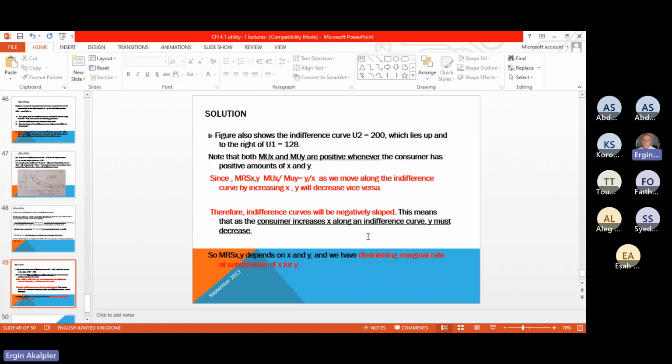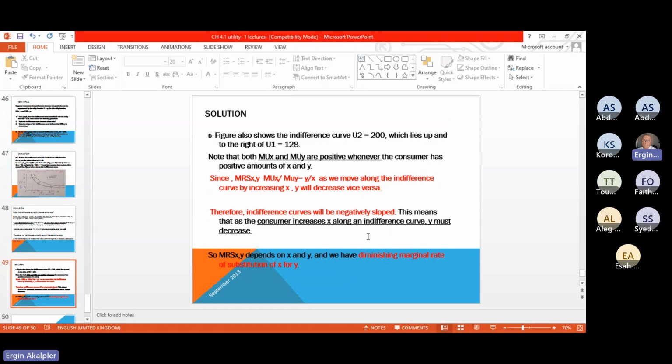The figure also shows the indifference curve u2 is 200, which lies above the u1, isn't it? This is the upper part. It is convex, but it is higher than u1, where it is 128. Again, using a similar approach, we can put some numbers, calculate u2 also, and draw the graph again. And note that both marginal utility of x and marginal utility of y are positive whenever the consumer has positive amounts of x and y, since the marginal rate of substitution of x to y, marginal utility of x over marginal utility of y, is equal to y over x.